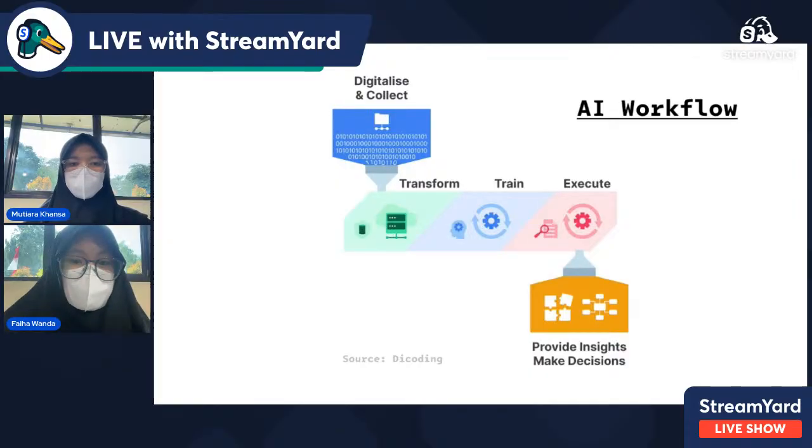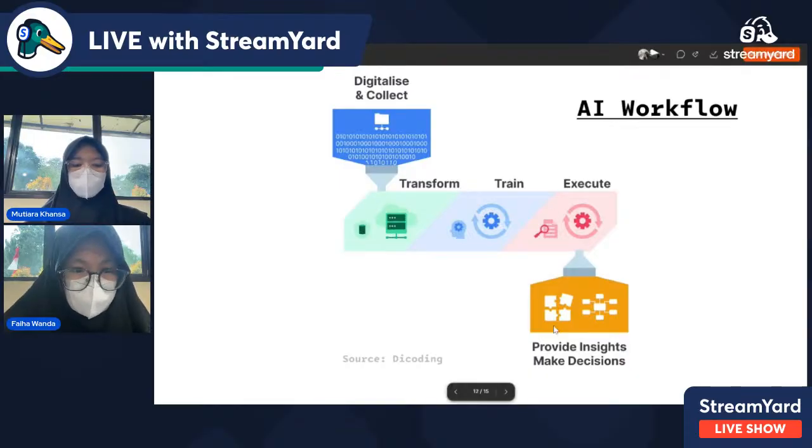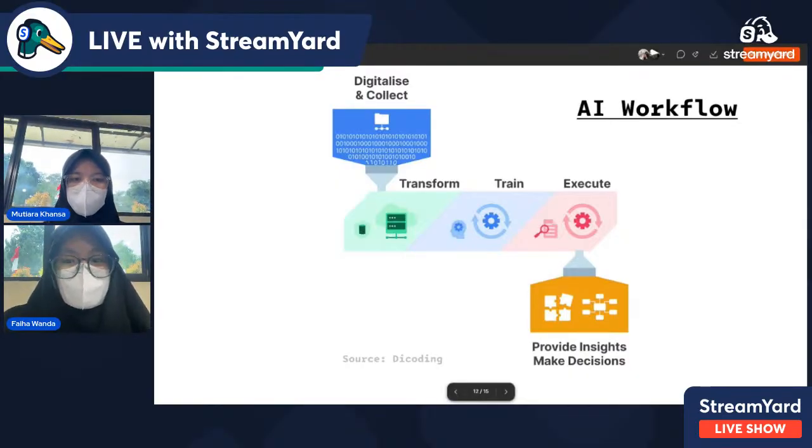The final step is to provide insight to make decisions. Once the AI performs well, we can use the technology and the insight it provides to support decision making. This insight also helps us understand how to improve future AI systems. In other words, AI doesn't just give us predictions, it also helps us make better decisions.